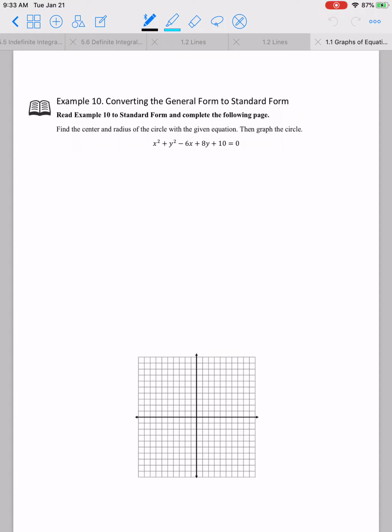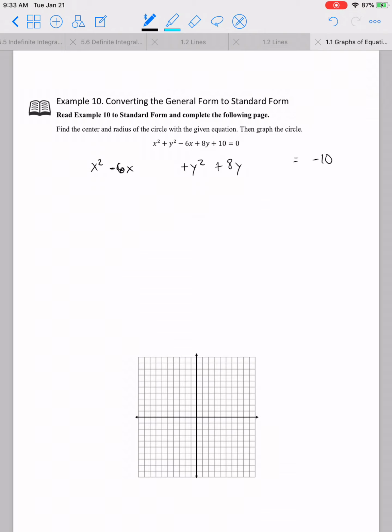So first thing I'm going to do is separate them out and group all the x terms together. All right, and I'm going to leave myself a little space for the term that I'm going to use to complete it. And then I'm going to put my y squared plus 8y. I'm going to leave a little space, and then I'm going to move that 10 over to the other side by subtracting 10 from both sides. Okay? And so now what I want to do is just go through my routine of completing the square.